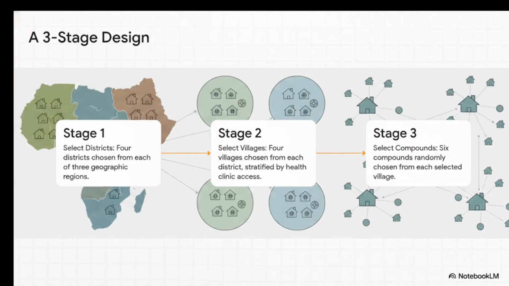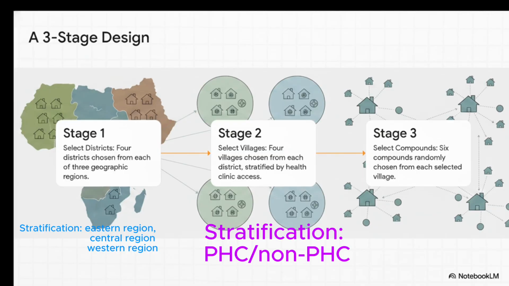They used this brilliant 3-stage design that perfectly combines all our building blocks. Okay, stage 1 was clustering. They picked 4 districts from each of the 3 major geographic regions. But see, those regions themselves acted as a first layer of stratification. Then, stage 2 was stratified clustering. Within each district they picked, they chose 4 villages, but first they split them into 2 groups, those with a health clinic and those without. Finally, stage 3 was just simple random sampling. They randomly chose 6 compounds, basically homes, from each of the villages they had selected. This whole multi-stage approach is what made a nationwide survey logistically even possible.